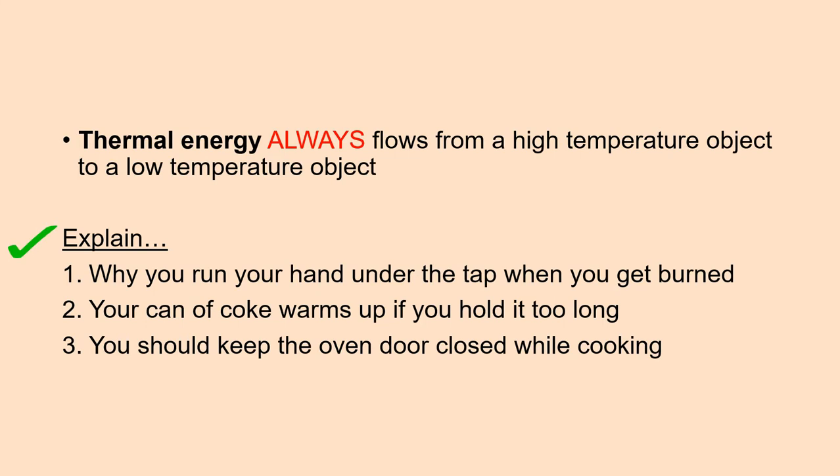Example 2, your can of Coke warms up if you hold it too long. So that is the thermal energy going from the high temperature of your hand to the lower temperature of your Coke. Example 3, you should keep the oven door closed while cooking.